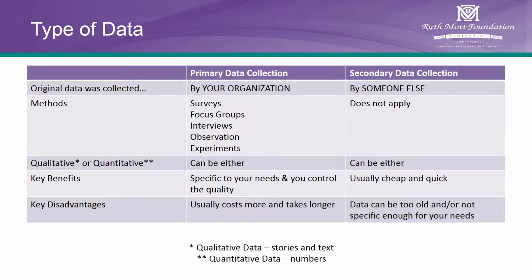So there are 2 primary types of data collection techniques, and most people are pretty familiar with primary data collection techniques. So primary data collection is when you collect the data yourself in your organization. So for example, if you give surveys to your participants, that would be an example of a primary data collection technique. Additionally, if you do focus groups, interviews, some sort of observation or experiments with the people that receive services from you, that would all be primary data collection.